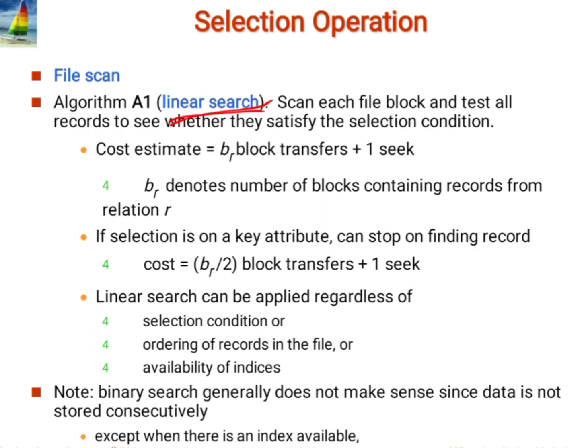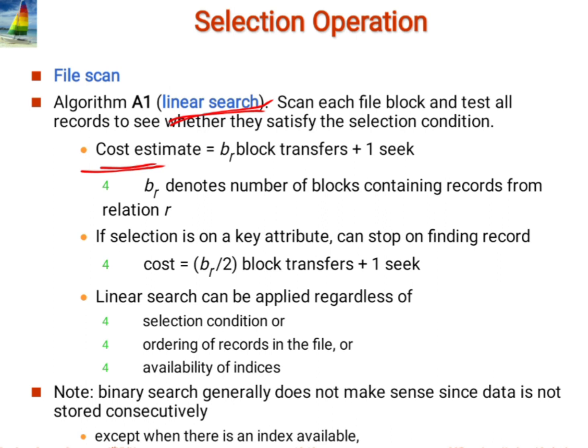And what is the cost if I am applying this particular technique to search? The cost is BR block transfers plus one seek, that is, the number of blocks which will get transferred from the hard disk plus one disk access, because I will access the disk only once. Here BR denotes the number of blocks containing the records from the relation.